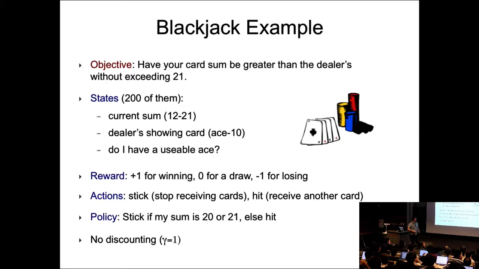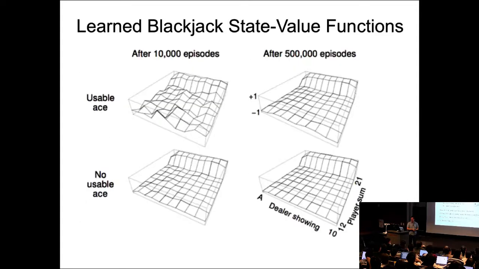stick. And imagine that you have a policy, right? Your policy is always stick if your sum is 20 or 21, else you always hit. That's not a good policy, but let's say that's your policy. So you want to evaluate, you want to compute the value of the state. You want to look at all of those 200 states and say, what's the value of being in one of those states? Okay? And this is just some examples of using Monte Carlo policy, right?